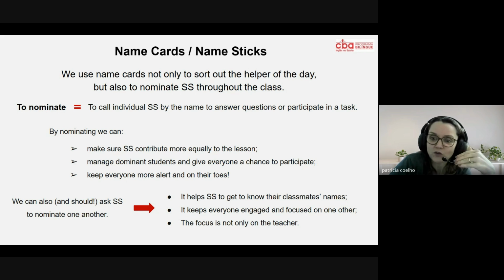Sometimes you have a lot of students and you have groups of friends. Maybe they don't mingle so much. So it helps with this interaction. It keeps everyone engaged and focused on one another, and it takes the focus off the teacher. The teacher is not the focus all the time, but you're making students look at one another and address one another.